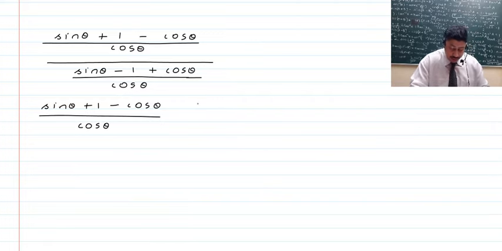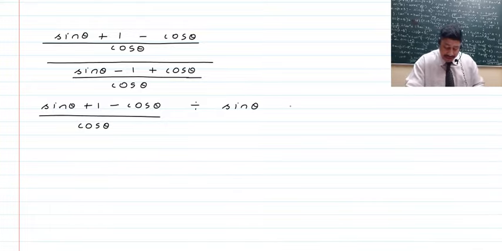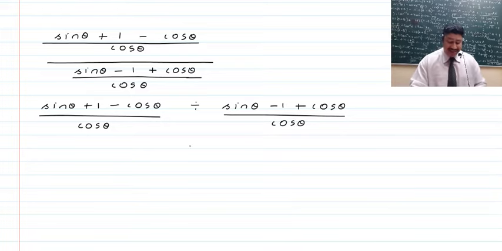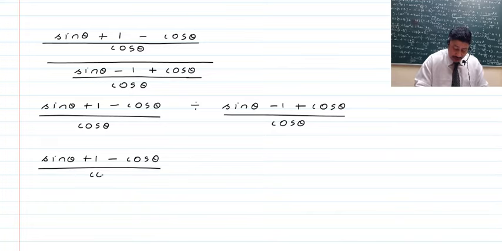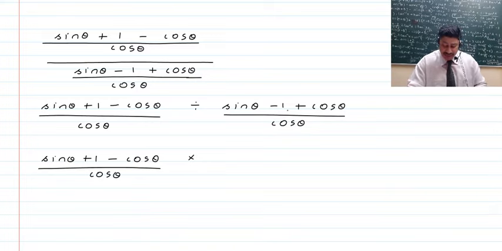And now what we do is we can write a division sign, and then we can write the term which is under the whole denominator, that is sine theta, right? And minus 1 plus cos theta, and it is divided by cos theta. Now in the next step, we will convert this division sign to multiplication sign. As such, now we will have sine theta plus 1 minus cos theta, and in the denominator we have cos theta, and further we can write this by converting the division sign to multiplication sign, and then we reciprocate the fraction which comes after it.